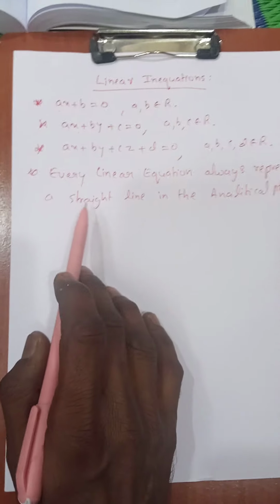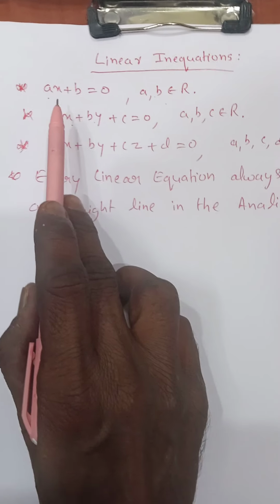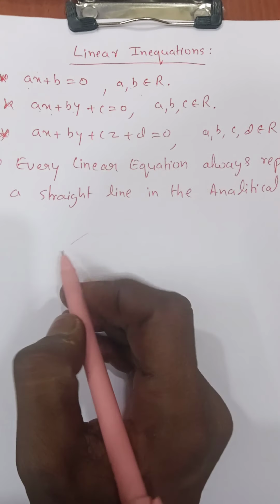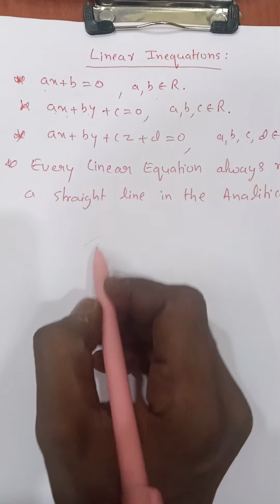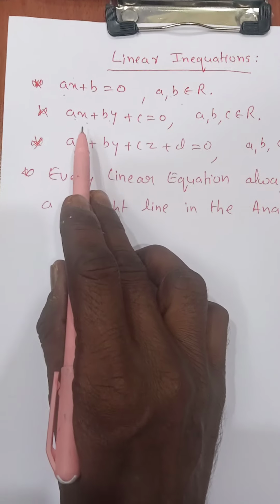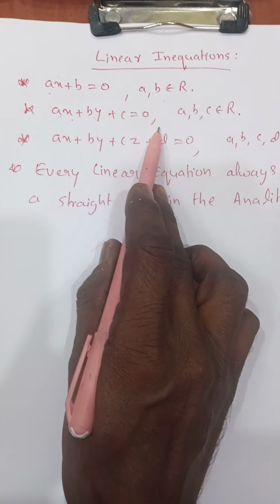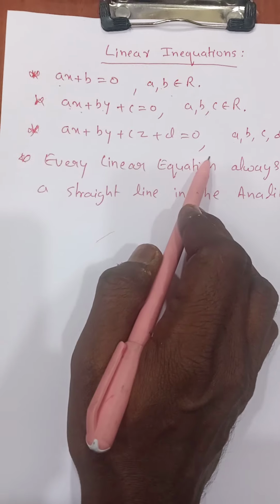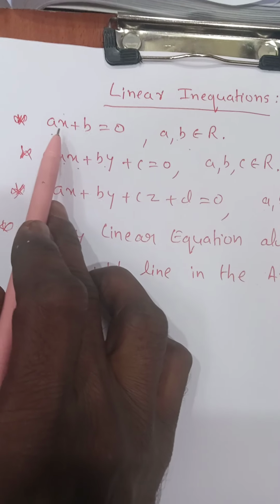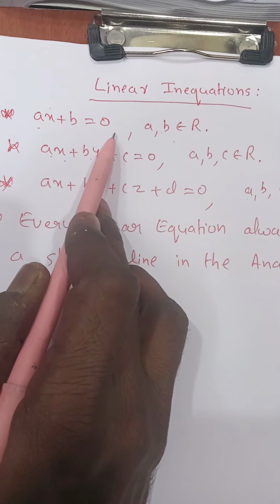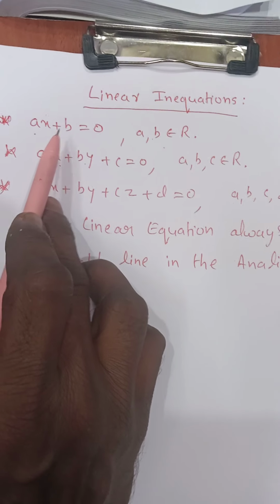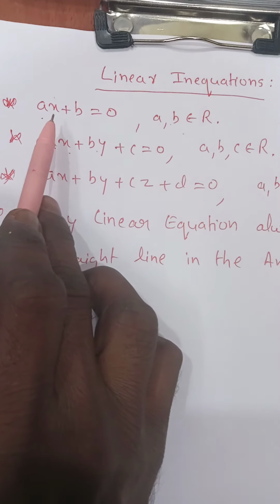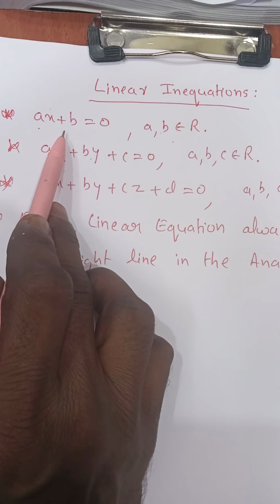Look here. If we draw the graph of ax plus b equals 0, it always looks like a straight line only. Similarly, ax plus by plus c equals 0 is also a straight line. ax plus by plus cz plus d is also a straight line. The first one, ax plus b equals 0, we can draw in a one dimensional plane, also in two dimensional, three dimensional, like that.